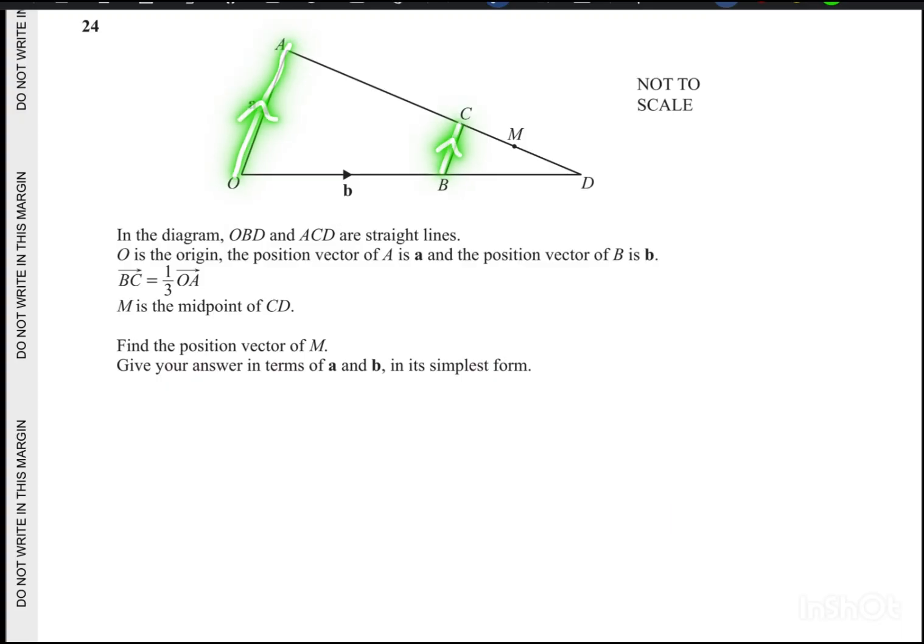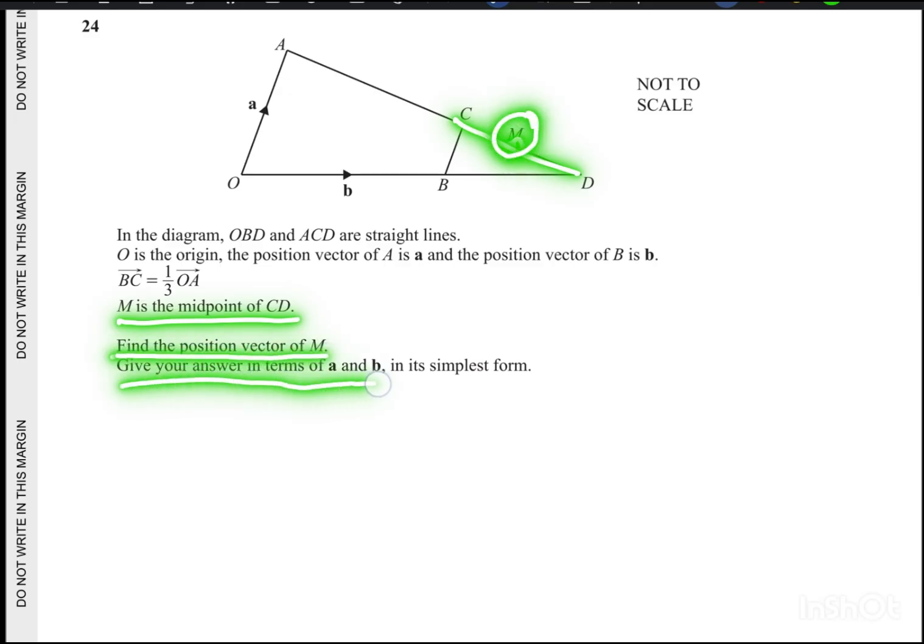M is the midpoint of CD. Find the position vector of M. The position vector of M we need to find out. Give your answer in terms of a and b in the simplest form.